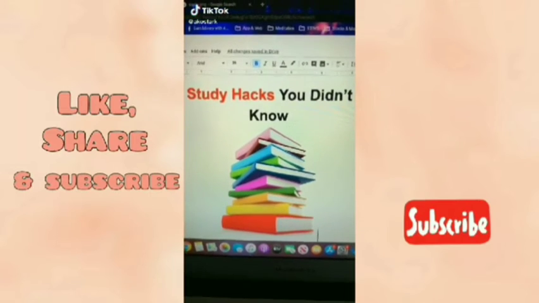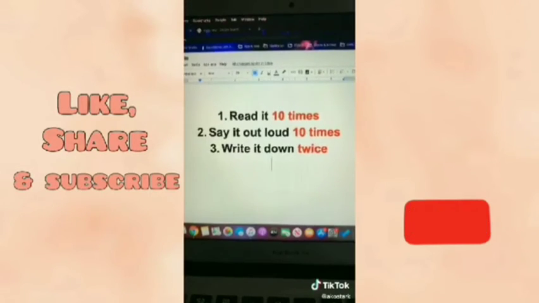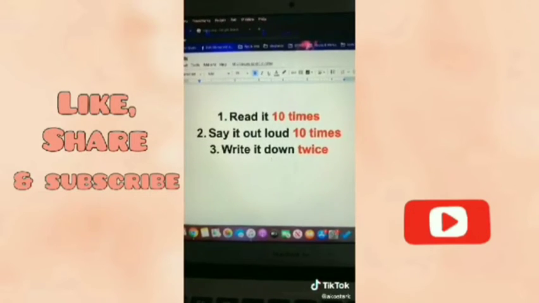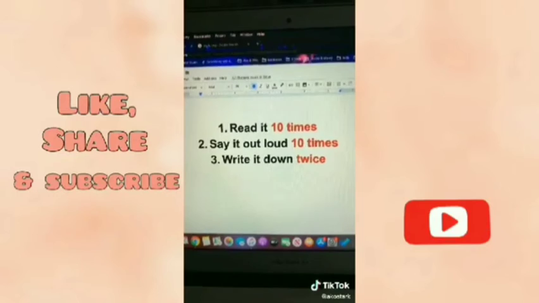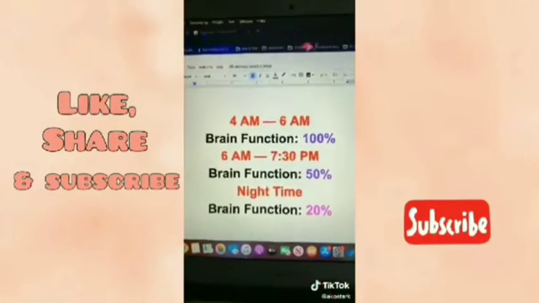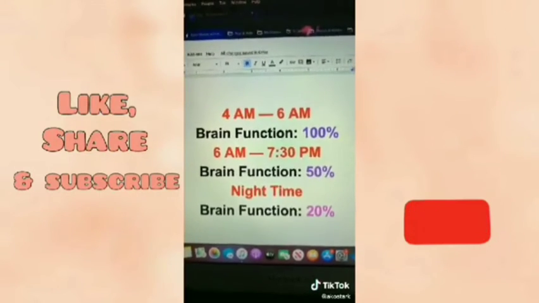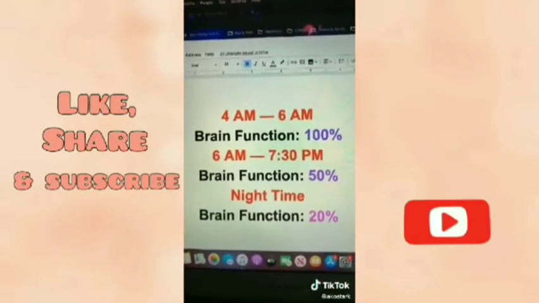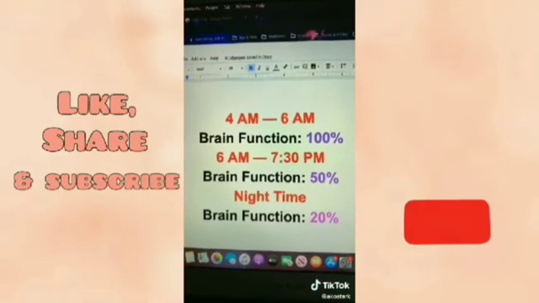Study hacks every student must know. Need to memorize something? Read it 10 times, say it out loud 10 times, write it down twice. Now it'll stick in your head. Up next, the best times to study. 4 a.m. to 6 a.m., your brain functions 100%. 6 a.m. to 7:30 p.m., your brain functions 50%. Nighttime, your brain only functions 20%.